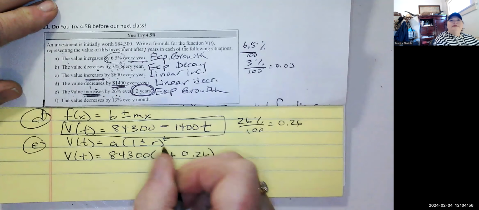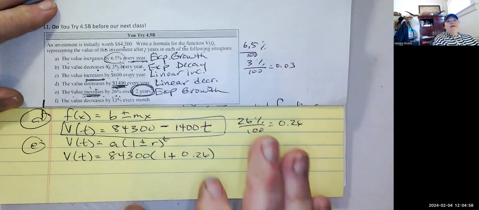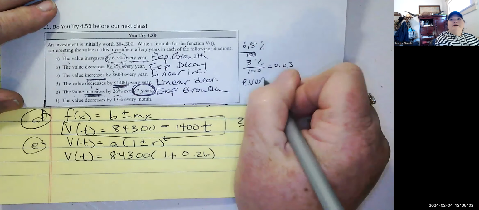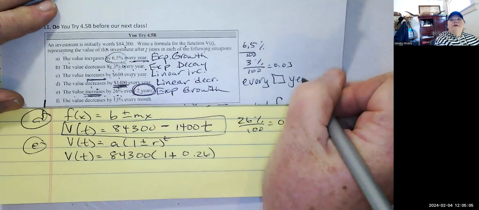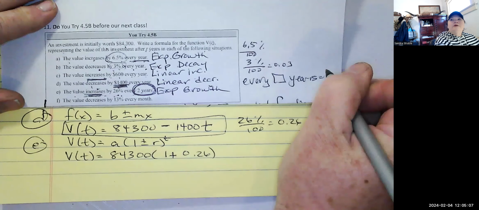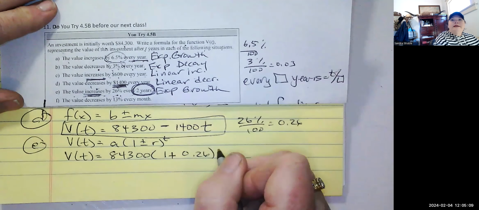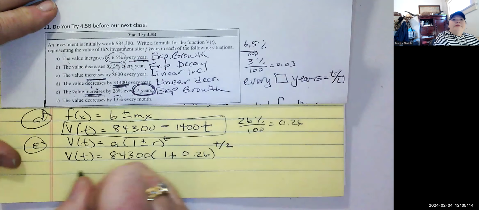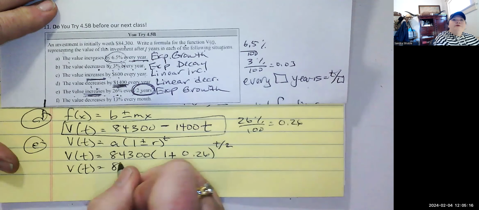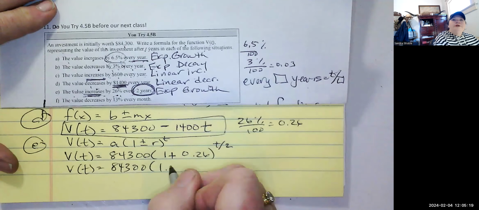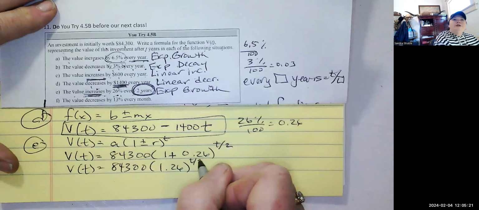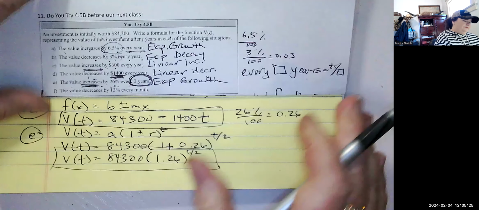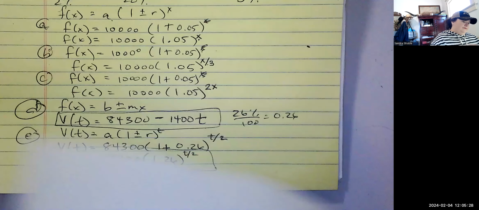And we're going to raise that to the, not just t, but it's every 2 years. And I told you, if you have an every blank years, that's going to be t or x divided by blank. For this case, it's going to be t in the exponent divided by 2 years. Cleaning that up, 84,300 times 1.26 to the t divided by 2. Final answer. All right, last one is F.